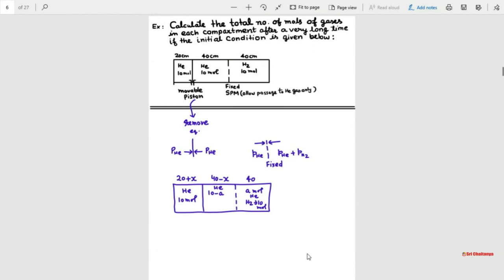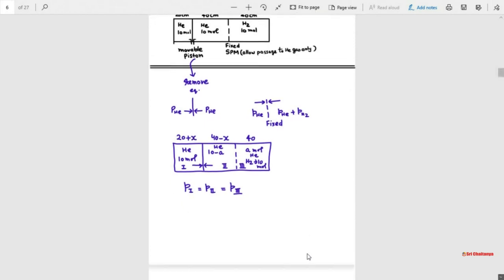The pressure of helium gas on the left hand side of this piston and the right hand side of this piston will be equal. The partial pressure of helium gas in this second container and the partial pressure of the helium gas in this third container, if this is the first container, so the partial pressure of helium gas in the second and third will be the same. So what I am saying is that the pressure of helium gas in the first container is equal to the pressure of helium gas in the second container, is equal to the pressure of helium gas in the third container.